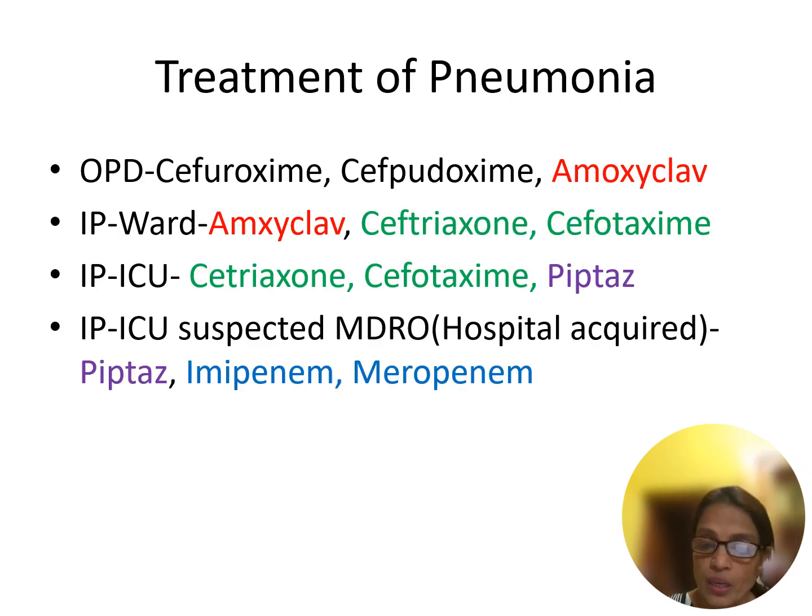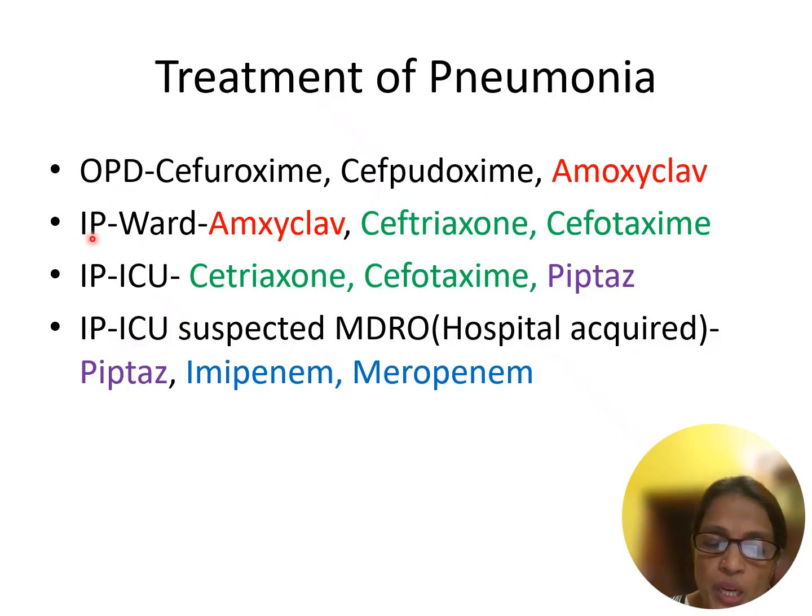Now, what are the options of treatment of pneumonia? Again, based on the severity, the Indian Council of Medical Research 2022 guidelines have given the following antibiotics. If you're treating pneumonia or LRTI on the OPD basis, you use cefuroxime, second generation cephalosporin, and then cefpodoxime, a third generation oral cephalosporin, and then amoxiclav, which can be an oral formulation or an IV formulation. So on OPD basis, you may want to give it as oral formulation.